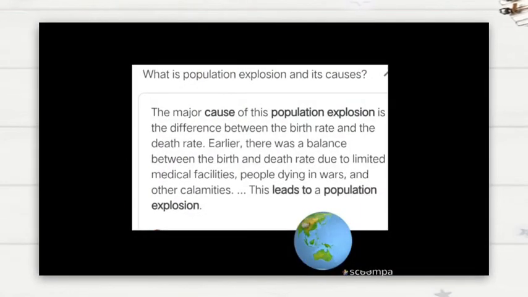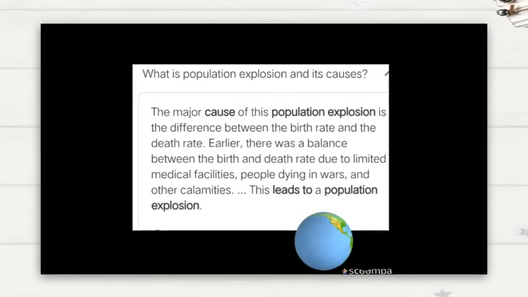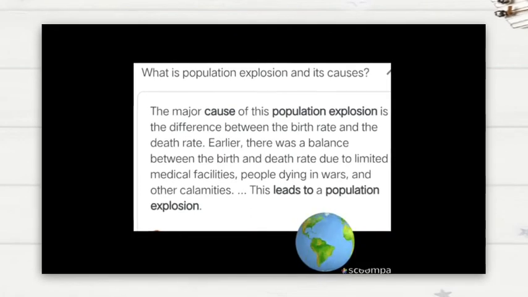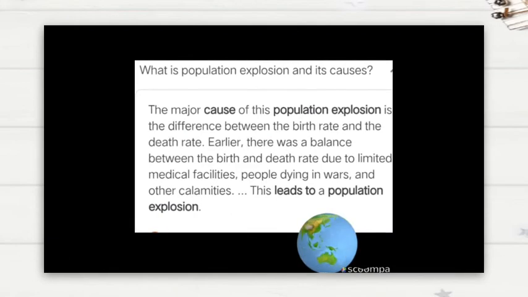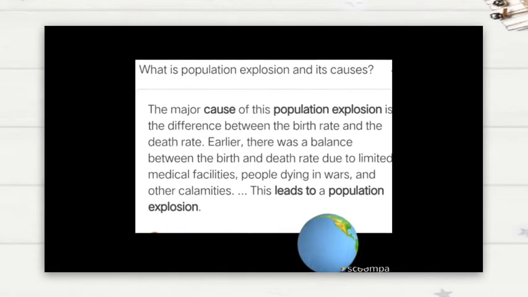What is population explosion and its effects? The major cause of this population explosion is the difference between the birth rate and the death rate. Earlier there was a balance between the birth and death rate due to limited medical facilities.